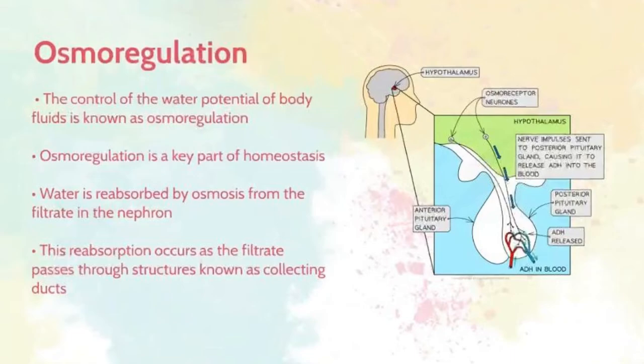So let me repeat that one more time with maybe a little extra detail. Osmoreceptors in the hypothalamus in the brain detect changes in blood water potential.